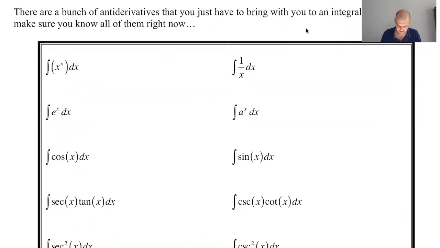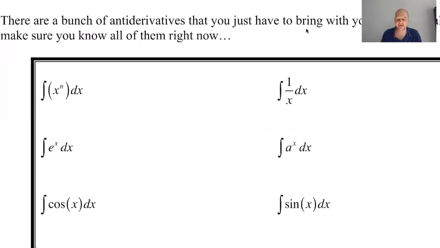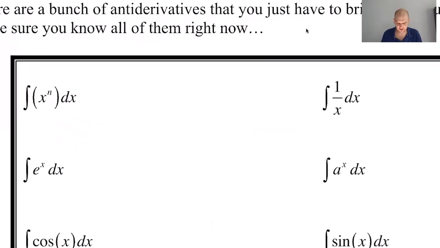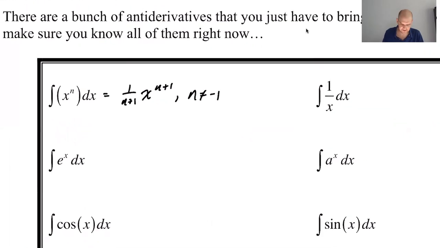So here are some that you need to have memorized, because if you have them memorized, a lot of things look like them. And then you kind of know where to go with your u substitution, etc. So let's see if we have these memorized. This is just going to be 1 over n plus 1, x to the n plus 1, n not equal to -1. That's reversing the power rule.